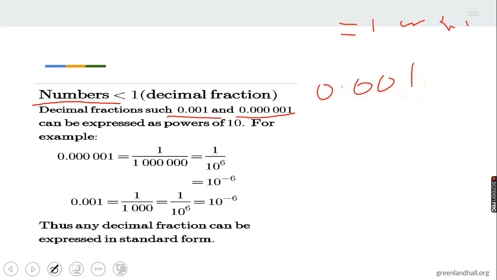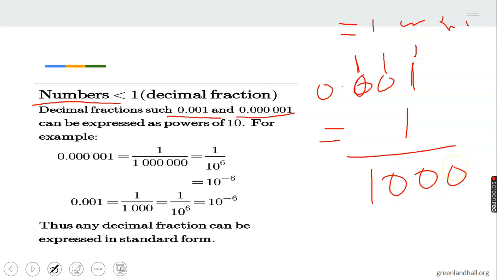0.001. Look at it, after the decimal point, you have just 2 zeros with 1. What we do is find the reciprocal. That will be 1 divided by, you count the number of zeros, 1, 2. When you join the 1 with it, it will be 1,000. That means you have 3 zeros.